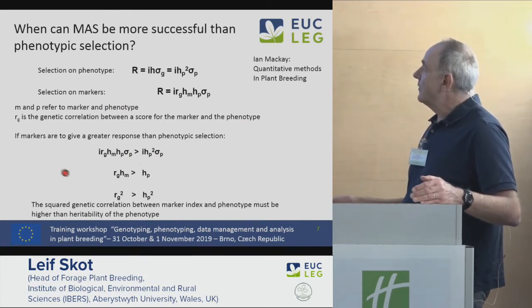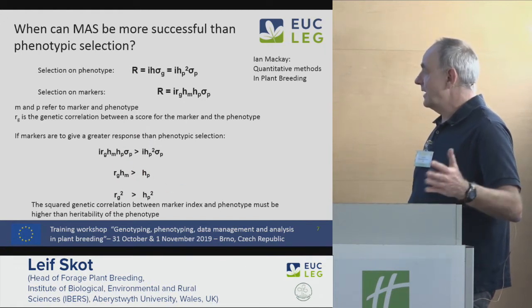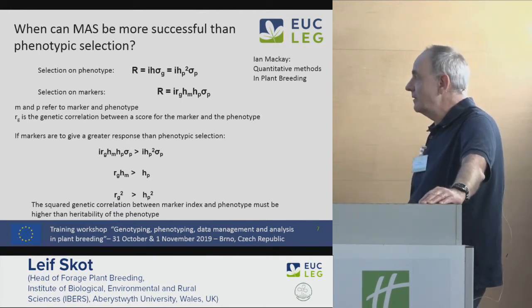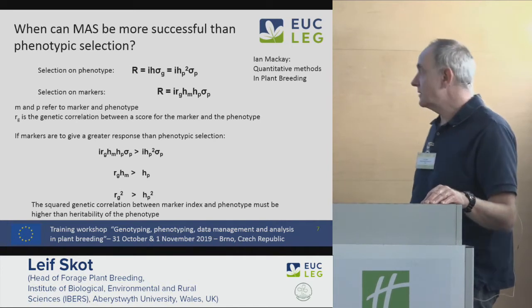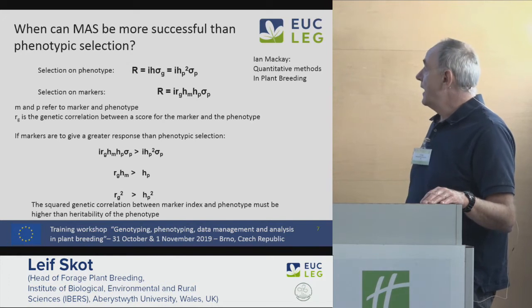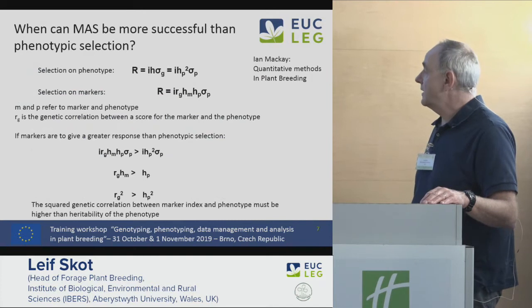In order to give a greater response than phenotypic selection, this item has to be larger than that, and then you can reduce that by doing a little bit of math, and you basically come down to the squared genetic correlation between the marker index and the phenotype must be higher than the heritability of the phenotype. So that's quite a harsh lesson there.